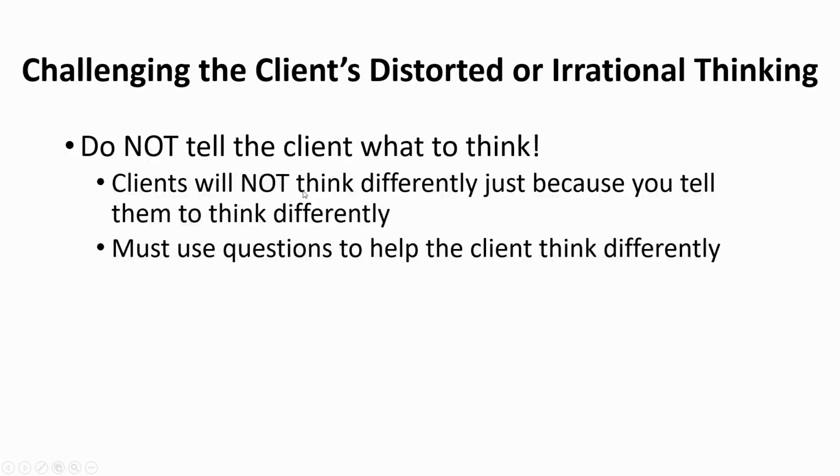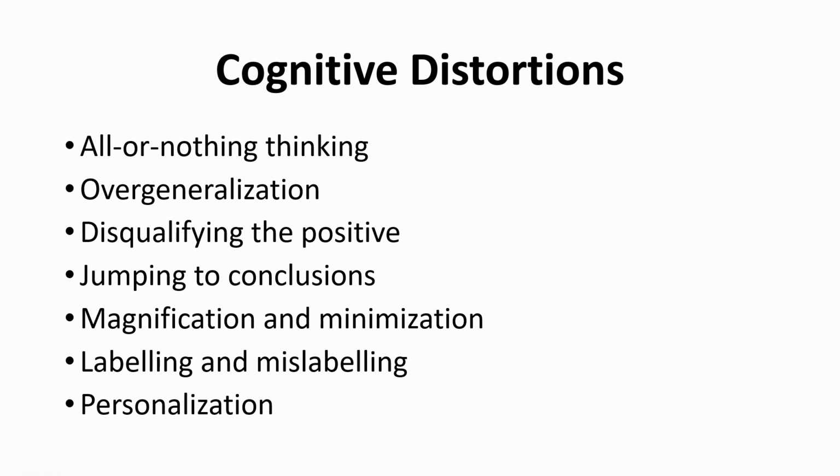But again, you can't do it directly. You can't just say, well, stop thinking silly things or whatever. You want to sort of guide them to coming to that realization and adjusting their own thoughts in their own way. Now, this slide includes a bunch of very common cognitive distortions. So these are just biased ways of thinking or irrational ways of thinking that a lot of individuals will commonly have. So you can see the idea of all or nothing thinking.